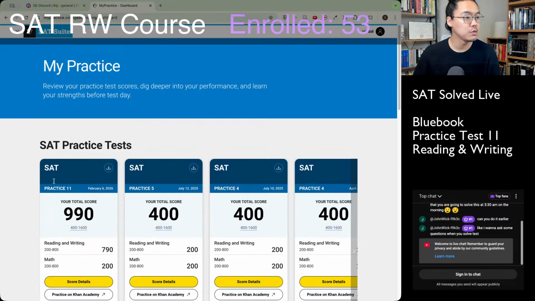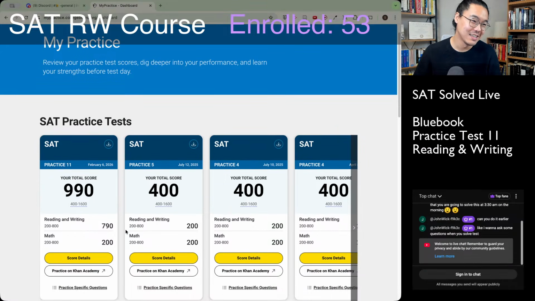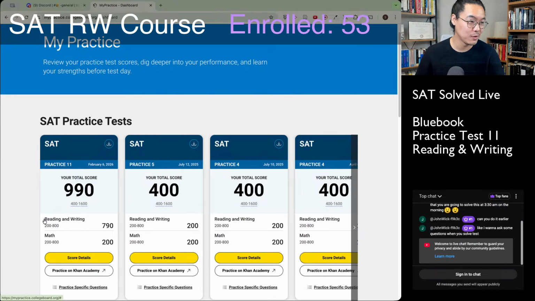It loads fast. Oh, I got one wrong. Ugh. But I'm impressed. When College Board first came out with the digital SAT, sometimes these things took like 2 minutes to load, and this one loaded instantly. 790. I am actually a little annoyed with that.